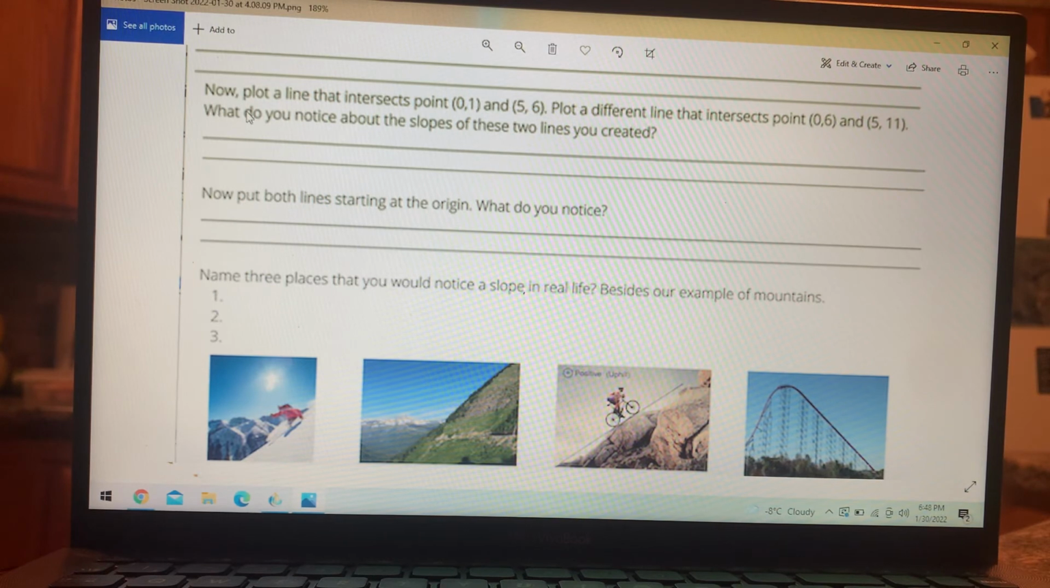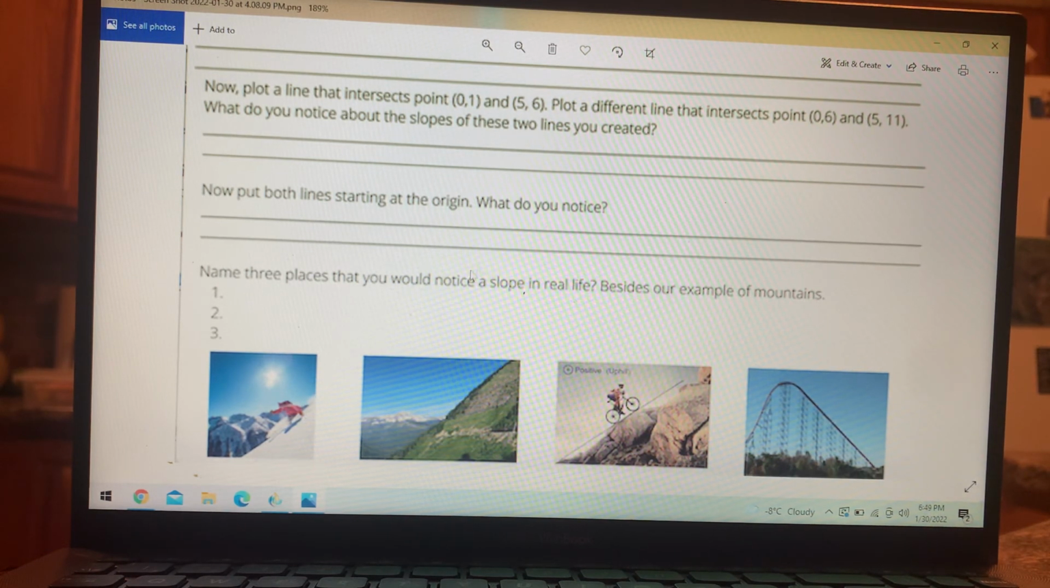Now, the next question is asking them to plot a line that intersects point 0,1 and 5,6, and then draw a line segment between them. They would also plot a different line that intersects point 0,6 and 5,11. And then it would ask, what do you notice about the slopes of these two lines you created? So it's getting them to think about the lines that they've created here. Okay, now it says, now put both lines starting at the origin. What do you notice? So there will be a change in these two answers, and they will figure that out as they solve them.